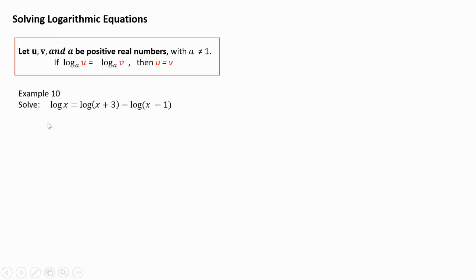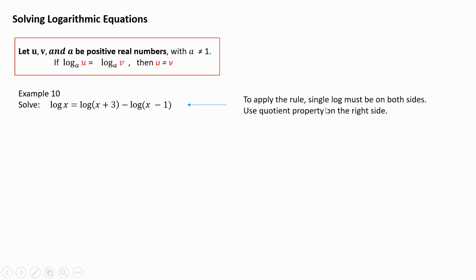Okay, now example 10. Here, guys, we have log of x equals log of x plus 3 minus log of x minus 1. So before you apply the rule here, you have to have a single log on both sides, right? So this we have to simplify by using some of the properties. To apply the rule, a single log must be on both sides. Use the quotient property on the right side, because when it's minus, it means that there's going to be the quotient property.